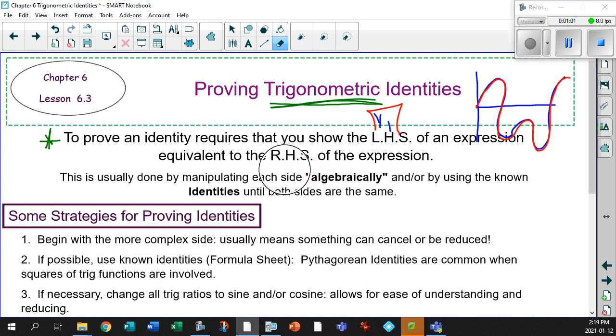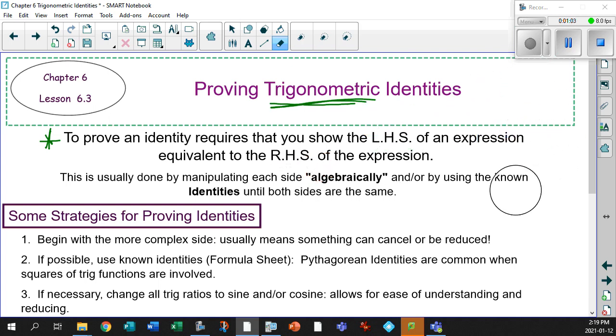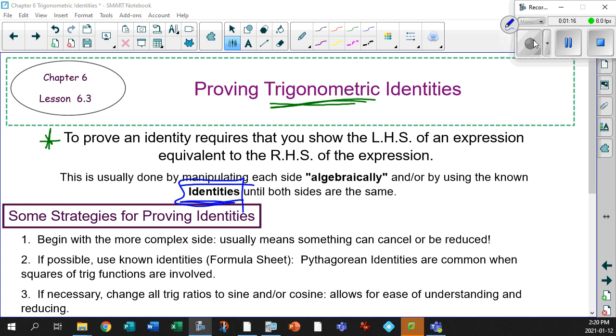But how do you do this algebraically? Well, algebraically, you're going to manipulate things. You're going to manipulate each side algebraically using identities that are on the worksheet that you have, those identities that are on your formula sheet. So what are some strategies on how to do this?